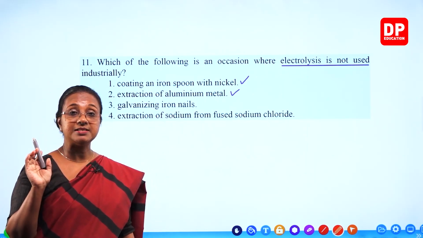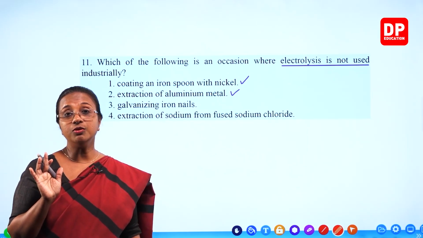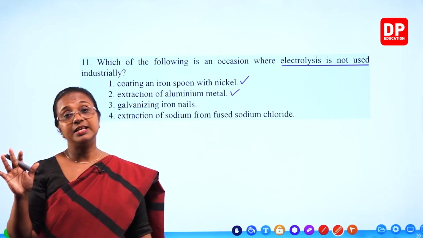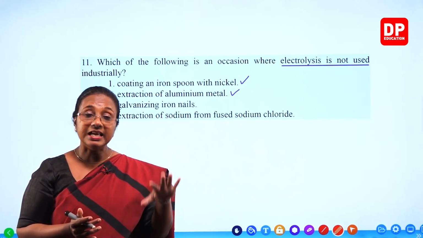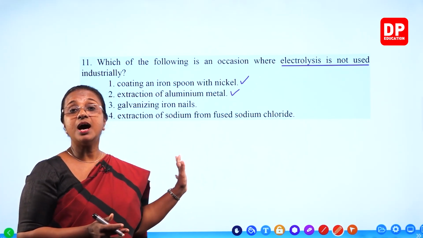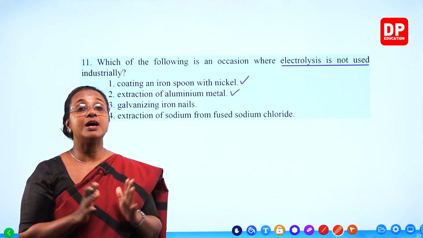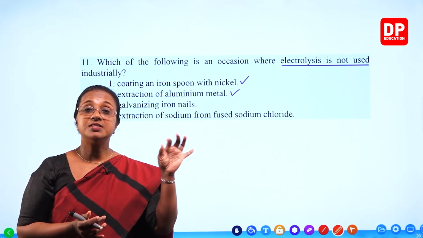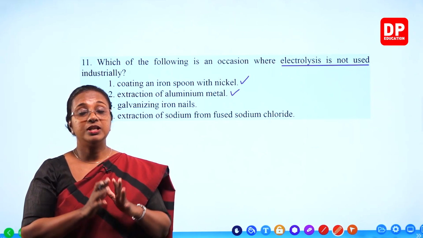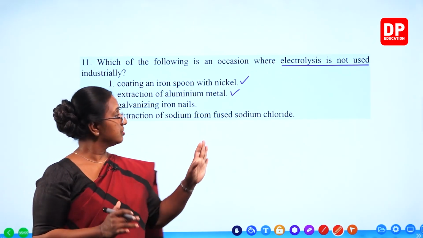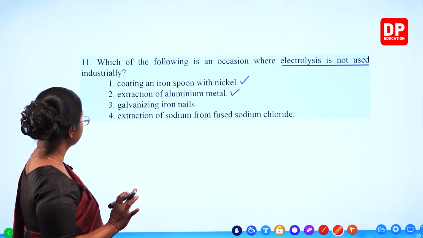Galvanizing iron nails. Now you can remember this. I have told you all this in the lesson also. When we say galvanizing, what do they do? They heat zinc to a high temperature so that zinc melts. And you have a tub of zinc and into that you submerge the iron objects. So there is no electrolysis process involved. You just submerge the iron nails into zinc so that the zinc coating will stick to the iron nails. So that is not an application using electrolysis.